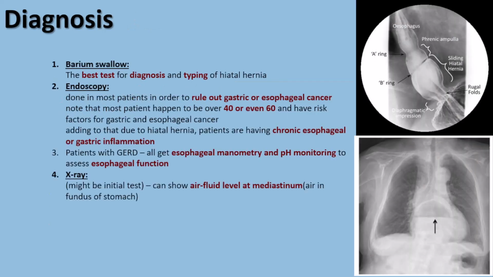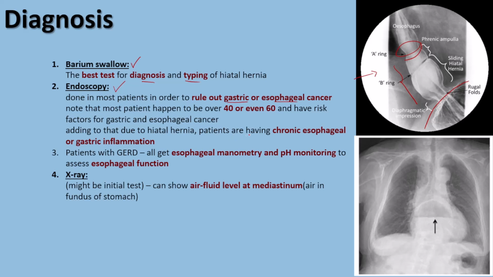So what are the diagnostic tools for diagnosis of hiatal hernia? The best tool that we have is barium swallow, and this is the best tool for diagnosis and typing of hiatal hernia. For example, in this picture, which is a barium swallow test, you can see the gastroesophageal junction, and also you can see the sliding hernia of the stomach through the esophageal hiatus, and this is the diaphragm indicated in this test. Another test that we can use as a supplementary test is endoscopy, and this is done for ruling out gastric cancer and esophageal cancer.